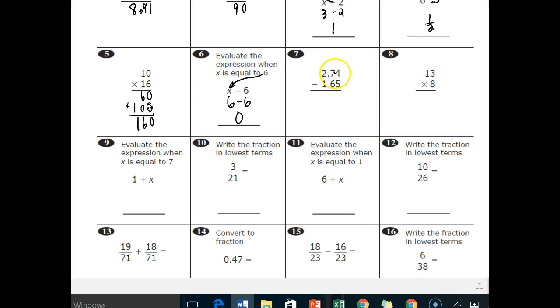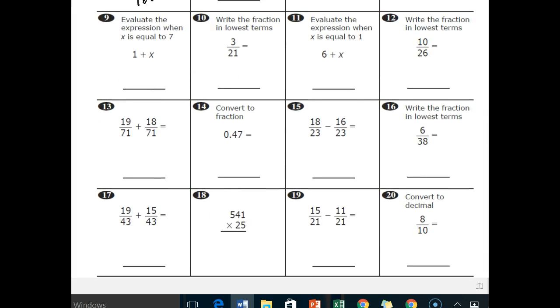Number 7, I have to borrow when subtracting here. So change that to a 6, that to a 14. So we got 9, 0, 1. Multiply. 24. So put down the 4, carry the 2. 8 plus 2, 10. Number 9, again, plug in. So 1 plus 7 is 8.